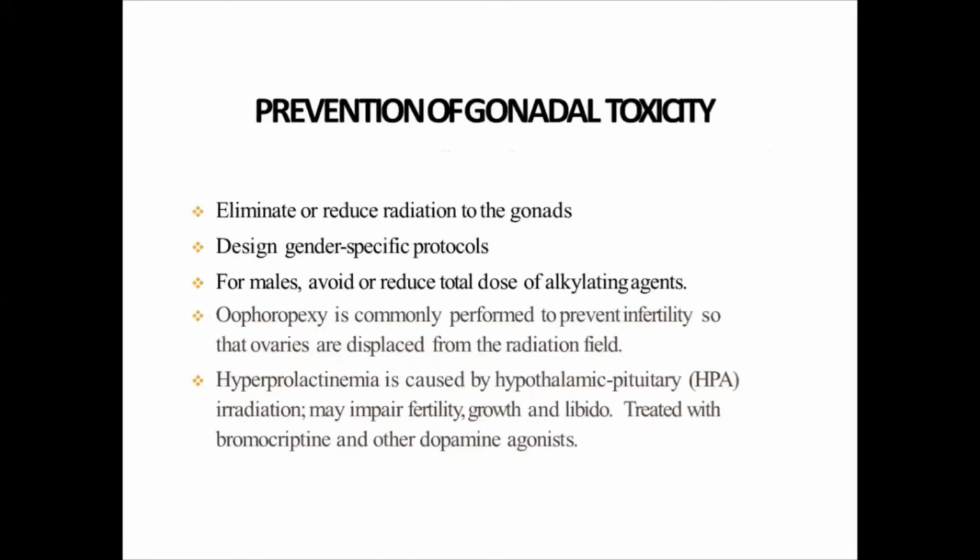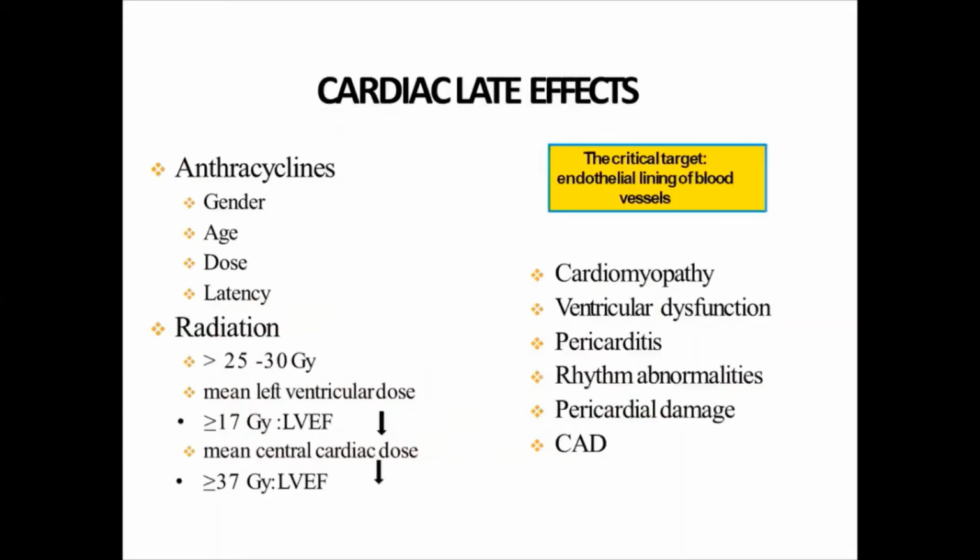So how can we prevent these gonadal toxicities? By eliminating or reducing the radiation to the gonads, designing gender-specific protocols, and avoiding or reducing the total dose of alkylating agents. Oophoropexy is commonly performed to prevent infertility, with the ovaries displaced from the radiation field. Hyperprolactinemia is caused by hypothalamic-pituitary axis irradiation, which may impair fertility, growth, and libido, and is treated with bromocriptine and other dopamine agonists.